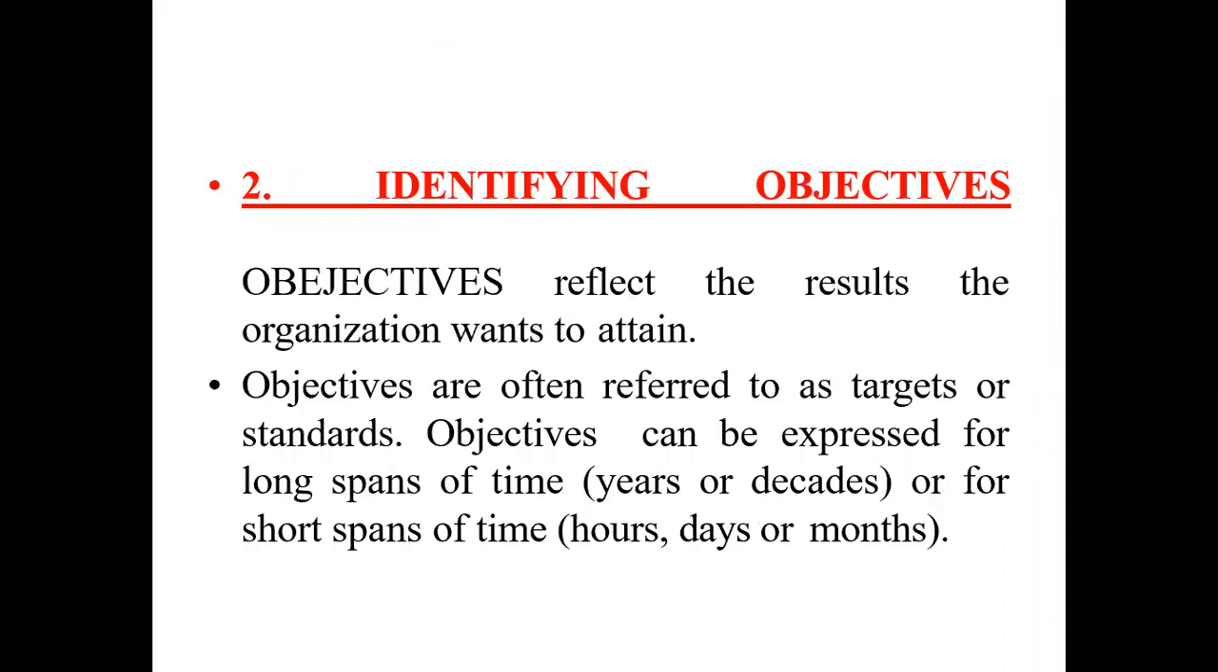And number two, the second step is identifying objectives. Now, these objectives should reflect the results that you wish to attain. So we need to identify clear objectives. And by the way, these objectives should be SMART, S-M-A-R-T. That's an acronym. They should be specific, measurable, attainable, realistic, and time-bound. So that's the second. You need to identify objectives.